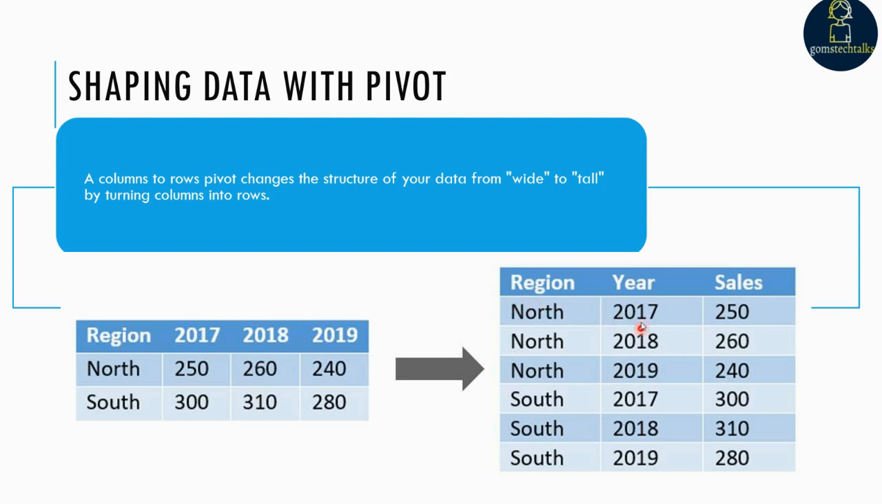Like, North region in the year 2017, we had 250 sales. And in North 2018, what is the sales? And North in 2019, how much sales is it? You can find some more clarity in this table instead of this. So that is why we need the pivot. This is the wider table, and if it is converted into a taller table using a pivot, it will be easy for understanding.